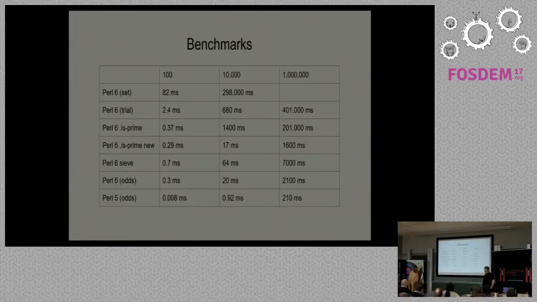Perl 5 has had, what, 20-something years of additional optimization. And we're marking and adding. This is absolutely what C loves to do.